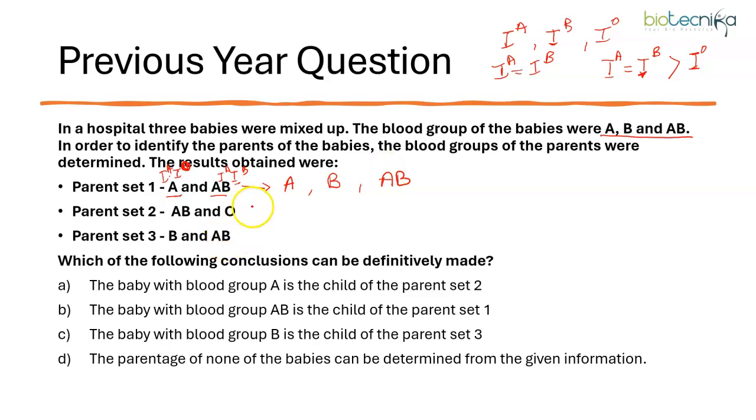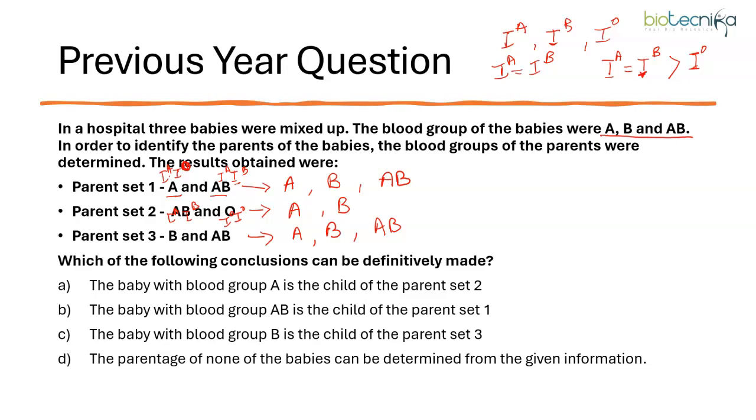For parent set 2, AB and O, this is straightforward. This is IAIB, and the individual with O blood group will have only one possible genotype, IOIO. So the possible blood groups of their offspring will be either A or B. Now parent set 3 will be the same as the concept we saw for parent set 1. So here also it can have 3 blood groups, that is A, B and AB. Now what do we see as the conclusion?